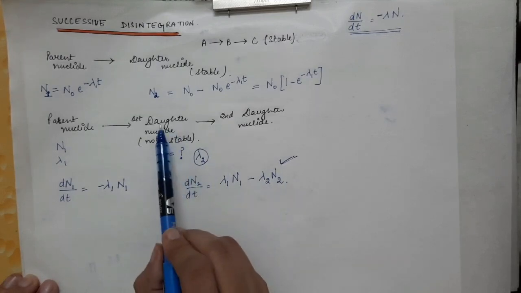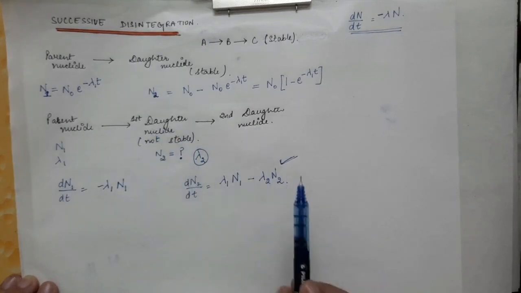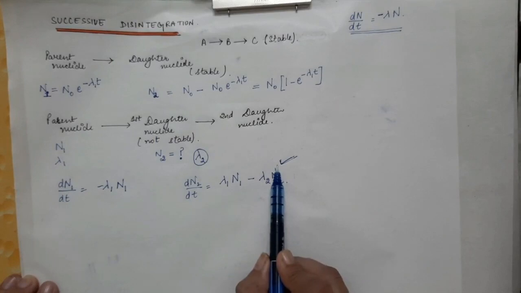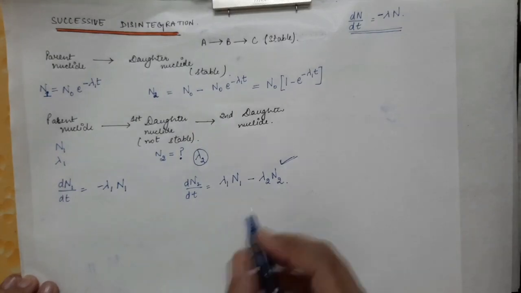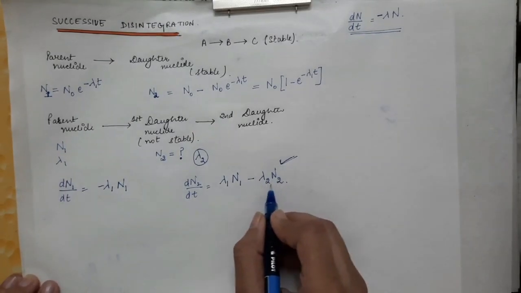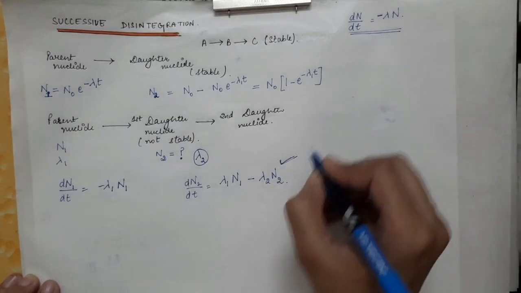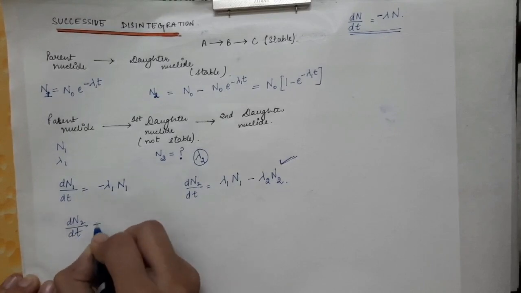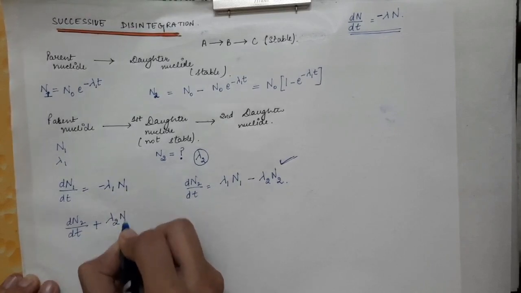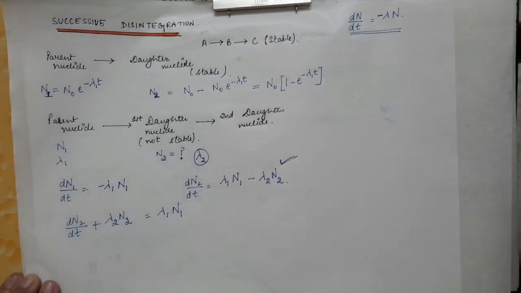So with time, the daughter nuclei are decaying and they are also getting formed. This N2 gives us the current value of the number of daughter nuclei present in the sample. So we will take this term minus lambda 2 N2 on the left hand side, and you will get dN2 by dt plus lambda 2 N2, which will be equal to lambda 1 into N1.